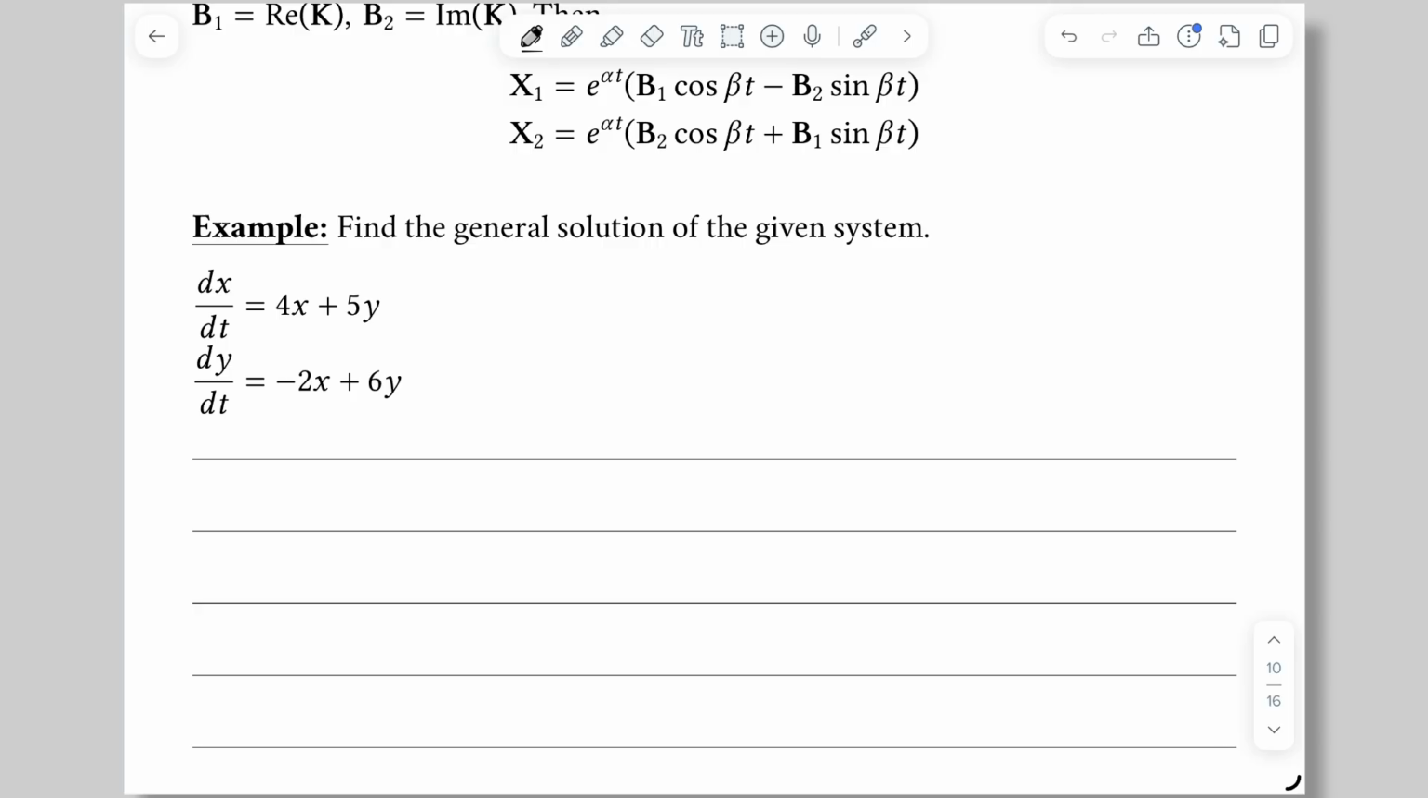We're going to find the general solution of a system. dx/dt equals 4x plus 5y. dy/dt equals negative 2x plus 6y. I'd like you to pause this video and go ahead and find the eigenvalues.